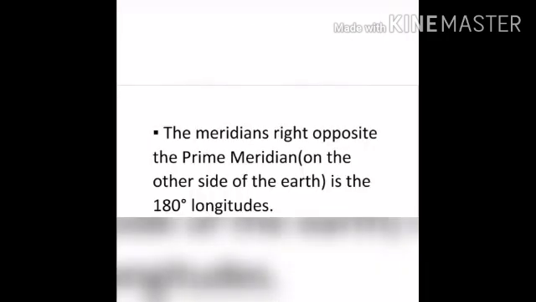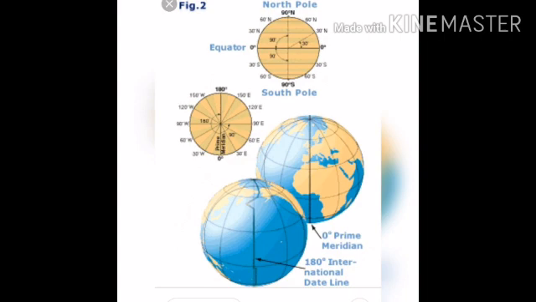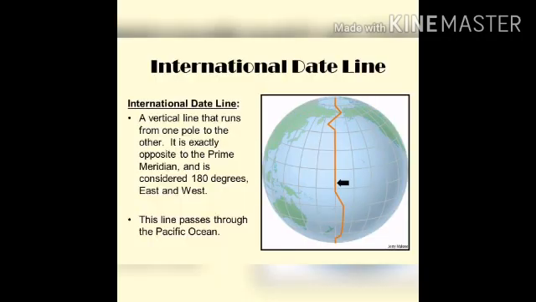If the prime meridian is 0 degree, the line directly opposite to it is 180 degrees, and this 180 degree line is known as the international dateline with respect to the prime meridian. And why do we call it the dateline? Because the international dateline shifts the days and the dates. This is the only utility of the international dateline.